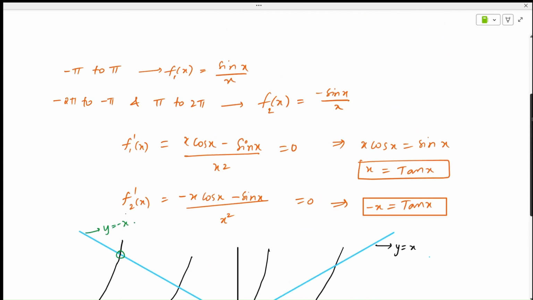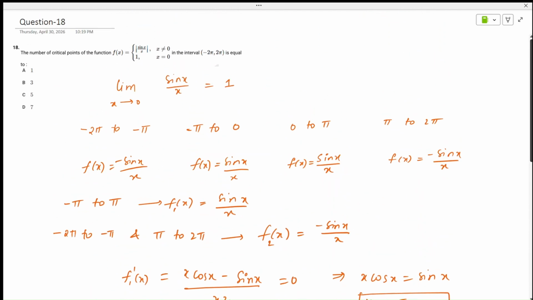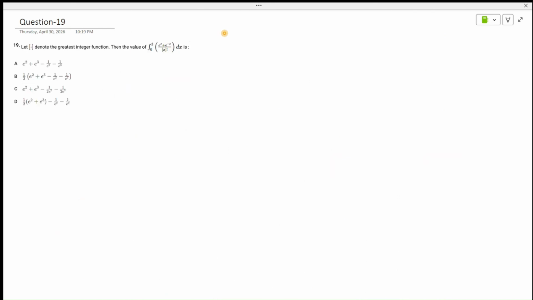We are getting 5 solutions, which is option C. Now, let us look at question 19.